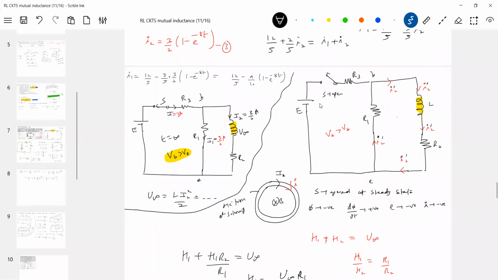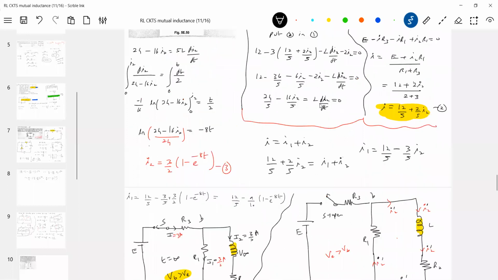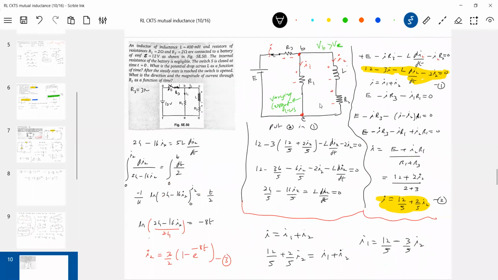There's a basic theory. Can we find this out by any other method? Like, sir, this part is very lengthy. So again, the same thing. At steady state, find out the current through the inductor. And that will be here. You can bring it here.